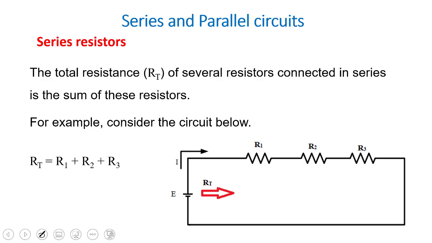Now, series and parallel. This is quite straightforward for you now. The total resistance for any number of resistors connected in series is their sum.